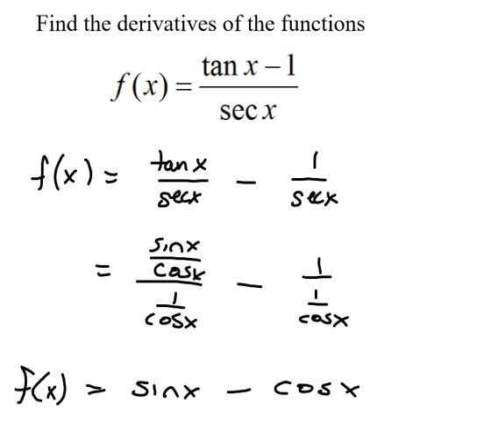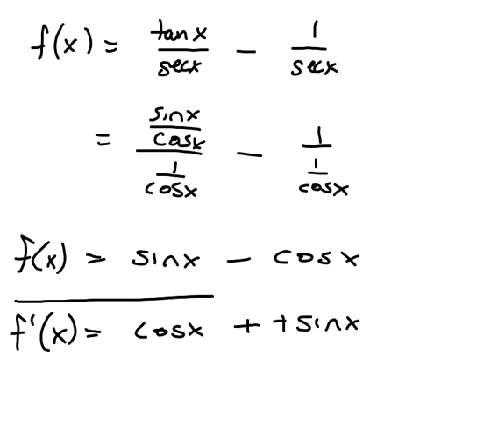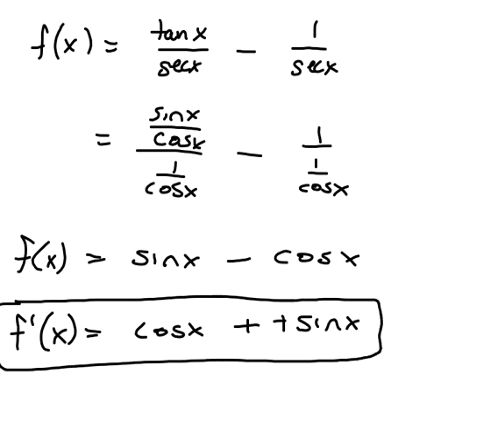Now that I've simplified first, I can find my derivative and find that f prime of x is equal to cosine x minus negative sine x, or plus sine x. Much easier than using the product rule on that bigger function.